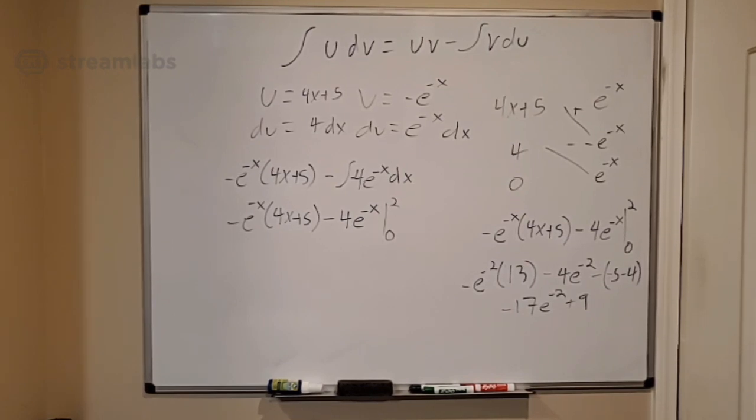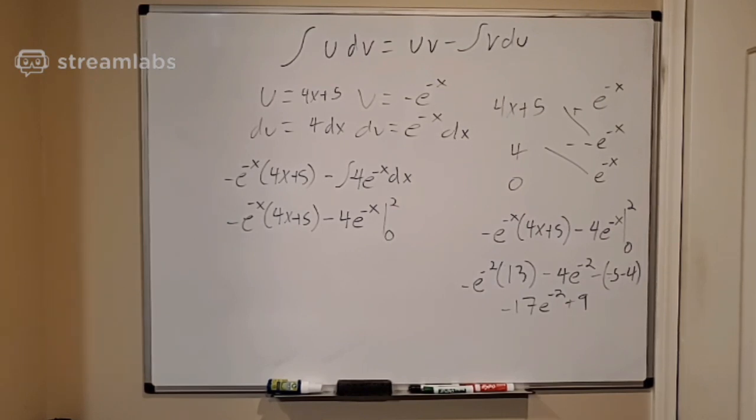It's not too bad. You just have to realize that you're going to make your dv the h double prime of x. That's going to be the one you have to take the antiderivative of, even though you don't actually have the antiderivative. You just know it's h prime of x.